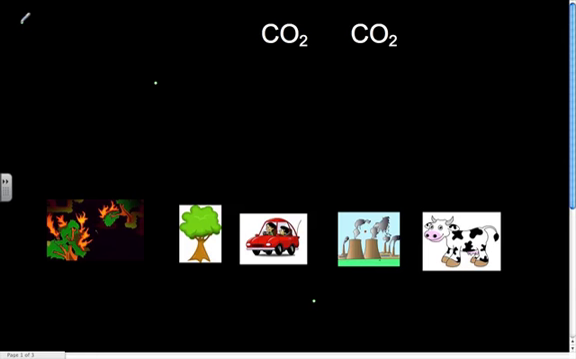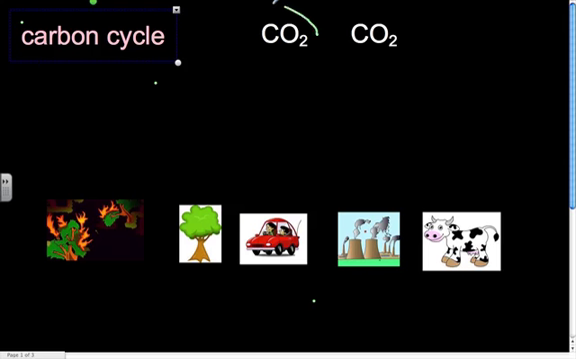The icons that you see on the screen right now are going to help us in the explanation of a biogeochemical cycle in the Earth's environment called the carbon cycle. As you see over here, we have two molecules that we're very familiar with and we've heard a lot about, and these represent carbon dioxide.